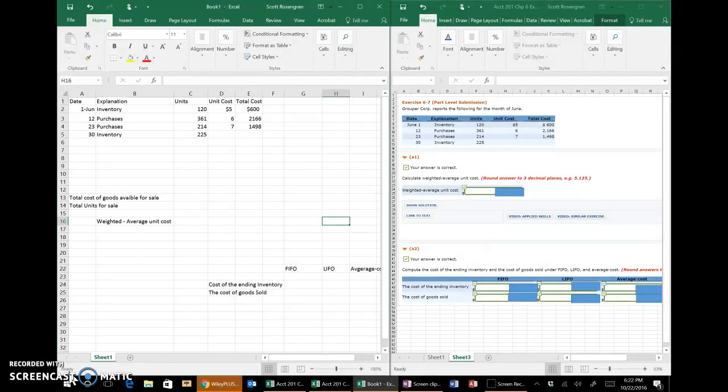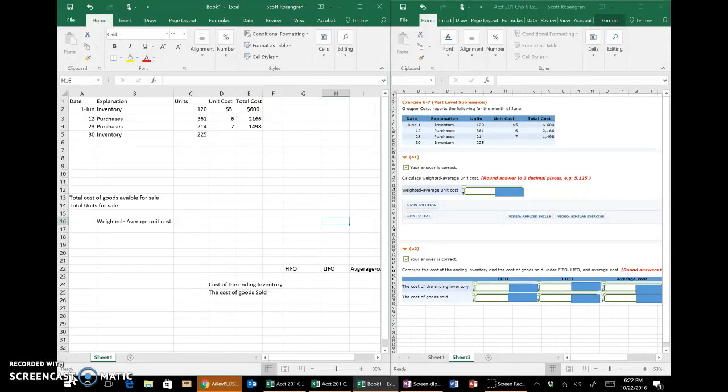FIFO means first in, first out, and it assumes the earliest goods purchased are the first to be sold, which would mean the cost of the earliest goods purchased are the first to be recognized when figuring out the cost of goods sold. LIFO means last in, first out, and assumes the latest goods purchased are the first to be sold, so that would mean the cost of the latest goods that were purchased are used to determine the cost of goods sold.